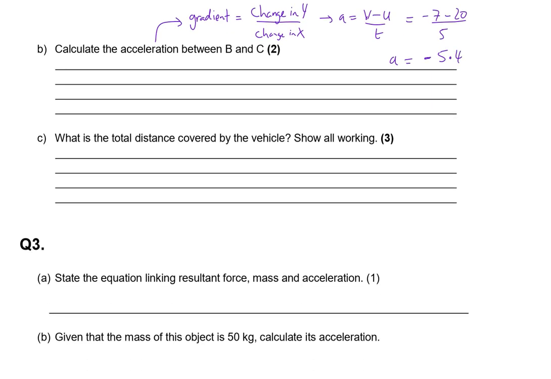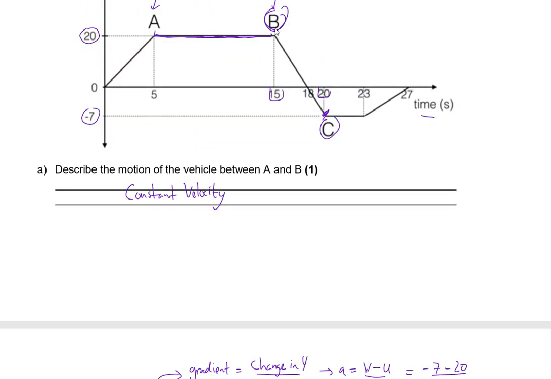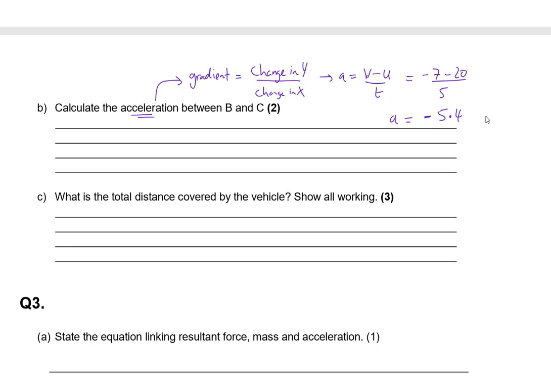Now, why is it minus? Because we're looking for acceleration. If the question asks us for deceleration, then we can say deceleration is 5.4. But the question wants us to find acceleration, so we need to put a negative there. Why negative? Because the formula is giving us negative, and also look at the line. The line is going down. From B to C, it is decelerating, going down. So this is the answer. The question is also asking for the units, so we need to put the units there to be correct: m/s², meters per second squared.